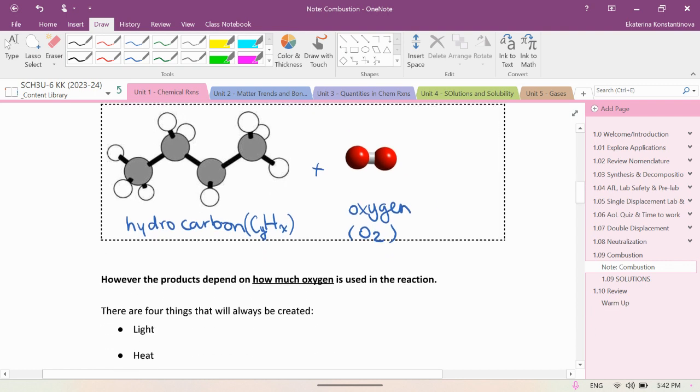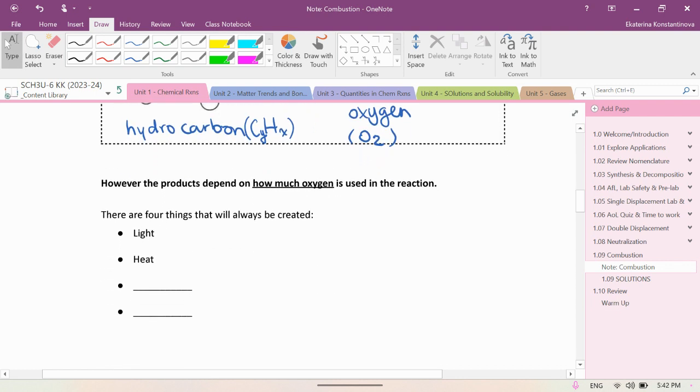Okay, so the products will depend on how much oxygen is used in the reaction. So you're looking for words like sufficient amount of oxygen, insufficient, to determine if it's complete or incomplete combustion. There will always be 4 items that will be created. They are the following. Okay, you will have light, you will have heat, you will have carbon dioxide, and your fourth is your water.